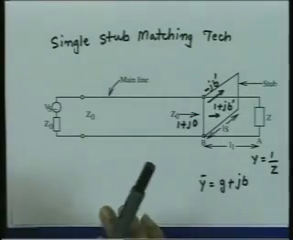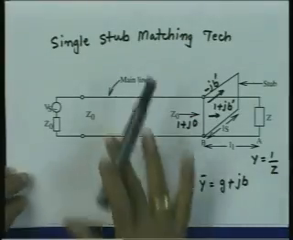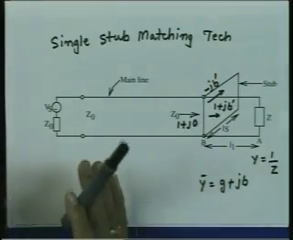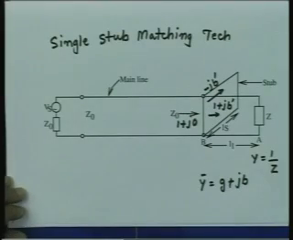So, the single stub matching technique is an extremely useful technique in matching any impedance to the characteristic impedance of the line. Note here that, as in the previous case of the quarter wave transformer, we are matching any unknown impedance to the characteristic impedance, but we do not require any special transmission line now. The same transmission line sections are used. So, without requiring any special type of transmission line, we can achieve impedance matching between any complex impedance and the characteristic impedance.